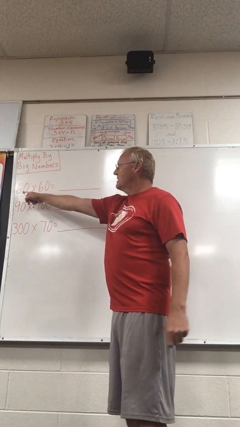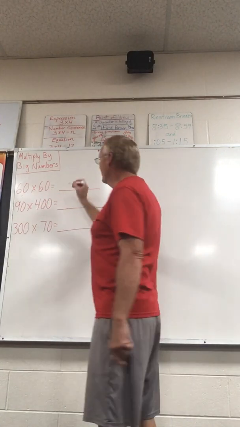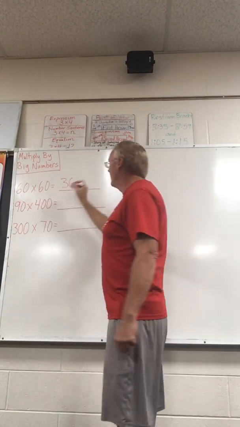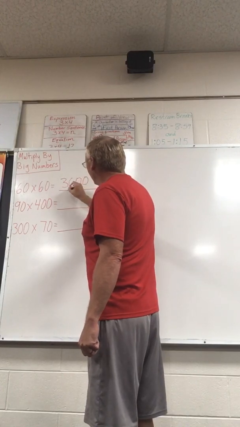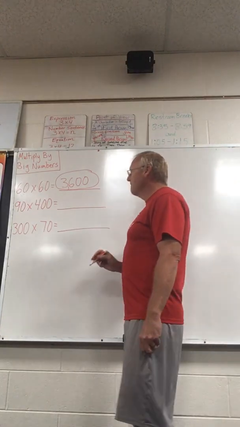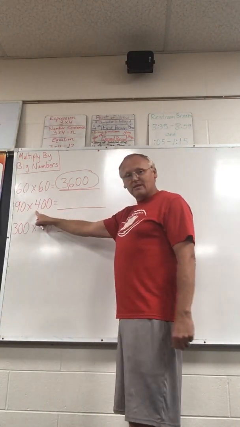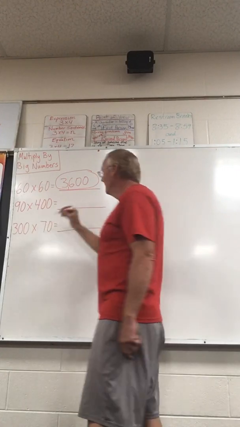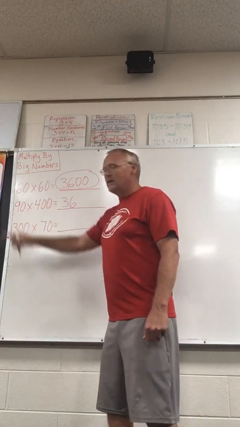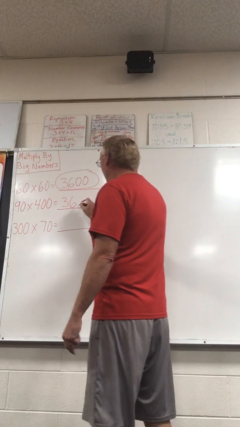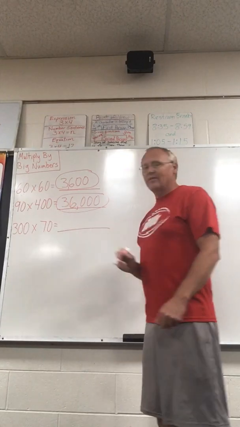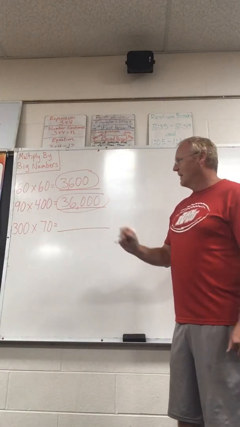And first thing you do is 6 times 6 which is 36. 1, 2 zeros in the problem, so that means 2 zeros in your answer. Therefore, your product is 3,600. Okay? 9 times 4 is your basic fact. That's also 36. So now you count your zeros. 1, 2, 3. That means you have 3 zeros in your answer. So that gives you a product of 36,000. Okay, let's try the next one.